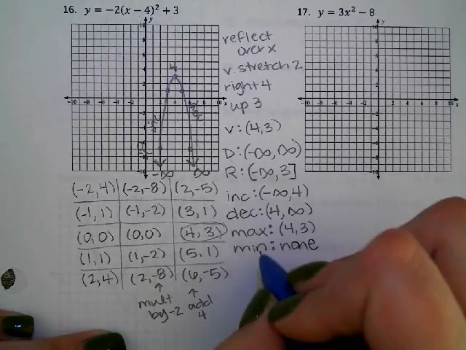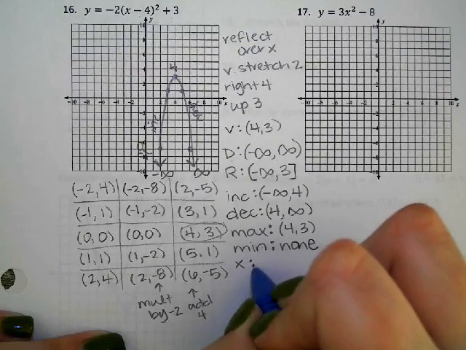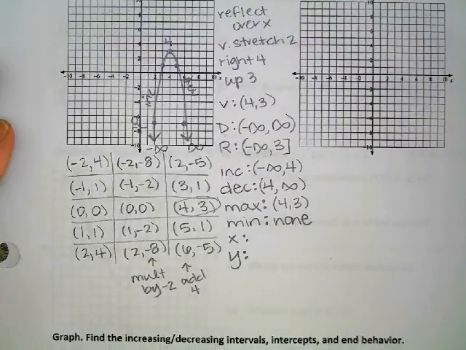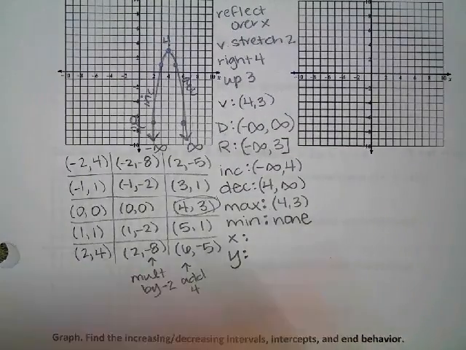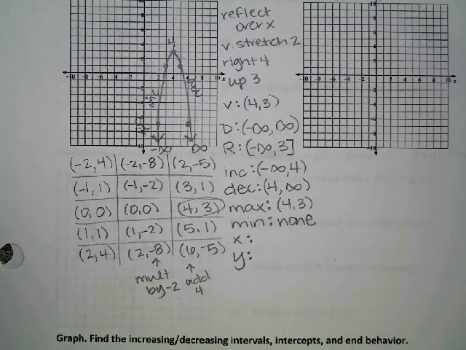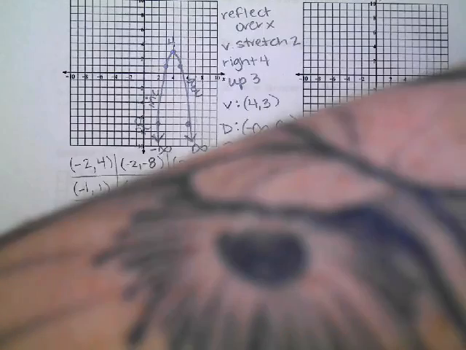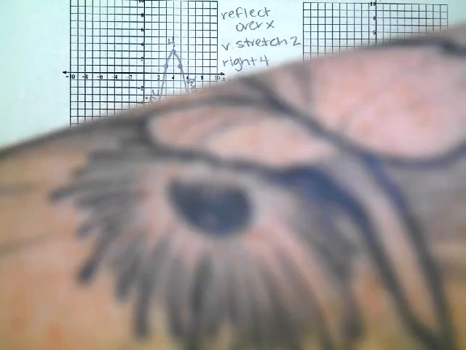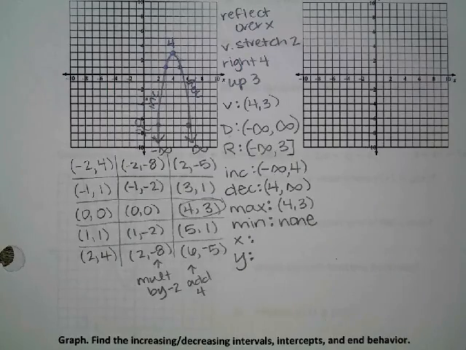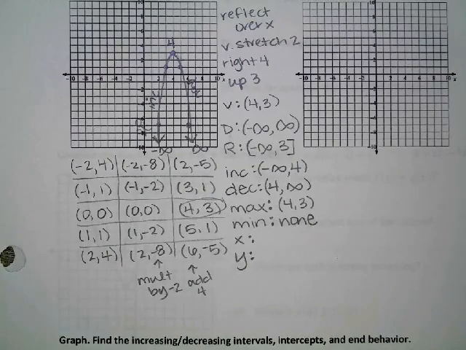Intercepts, x-intercepts and y-intercept. I do not have a calculator on me, so if you have a graphing calculator, you're going to do your second trace option number 2 to find your x-intercepts, and your second trace option number 1 to find your y-intercepts. I can't do that because I don't have one, so I'm going to use Desmos real quick. If you have any questions as we go, send them in the chat because I have answered a couple so far.